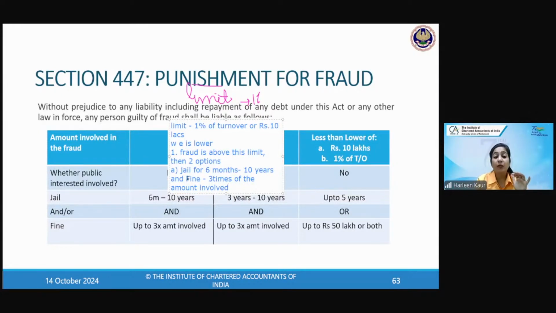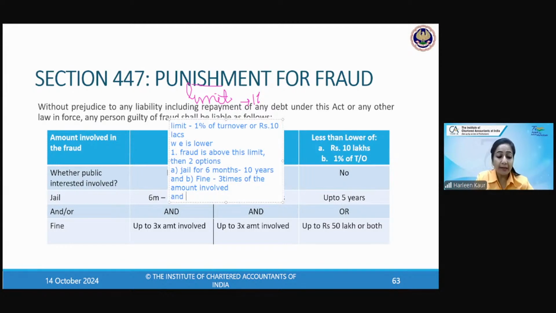So be very careful: tomorrow if you open a company and you're thinking of issuing a prospectus, never include any false statement. False तो वैसे भी नहीं होना चाहिए ना. हमारे basic ethics क्या कहते हैं, moral values क्या कहती है, हमें कभी झूठ नहीं बोलना चाहिए. We should never lie. If you're trying to cheat the public, and where public interest is involved, the harsher things will be. Number one, fraud above this limit: 2 options, jail for 6 months to 10 years and fine of 3 times.